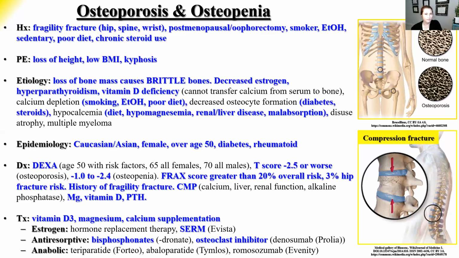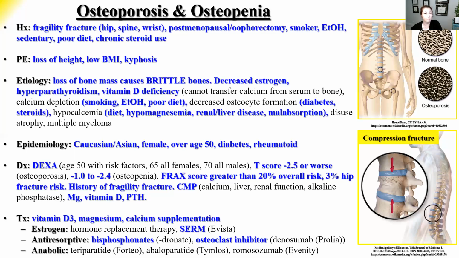If they've had a fragility fracture, so a fracture of the hip, or a fracture of the wrist from a standing height, or 2 fractures in the spine, compression fractures, that is also diagnostic for osteoporosis. In the workup of this patient, you should be looking at a CMP to look at our calcium levels, liver function, renal function, and alkaline phosphatase is a marker of bone turnover. Magnesium is also important. Vitamin D and parathyroid, that's important in your initial workup of these patients.